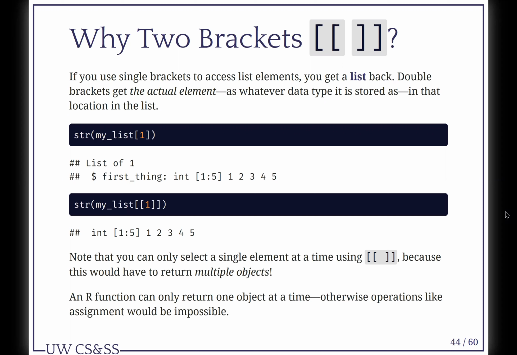Note, you can only select a single element at a time using the double brackets, because this would have returned multiple objects. And I don't know if you've noticed yet, but R functions can only return one object at a time. Otherwise, operations like assignment would be virtually impossible.